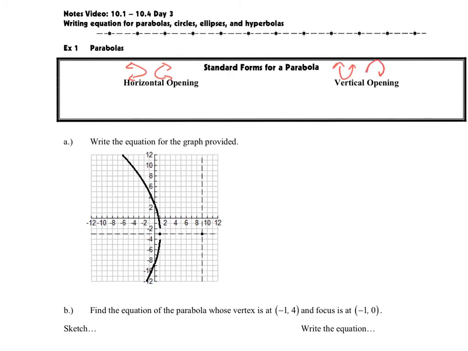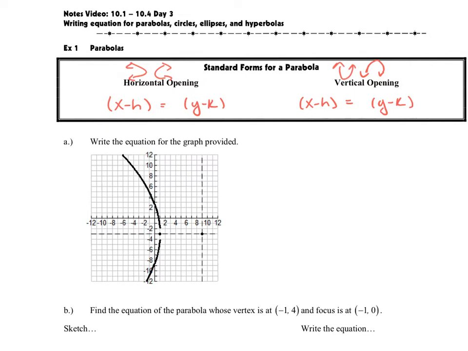and our vertical openings will be what we've been calling our up-down parabolas, okay? Now, in both forms of the equation, they both will have an x minus h and a y minus k. That's going to be our vertex, so it's not going to make any difference which form you have. What I like to do is set it up with that x minus h and y minus k, because then I can keep the x coordinate on the left and the y coordinate on the right.